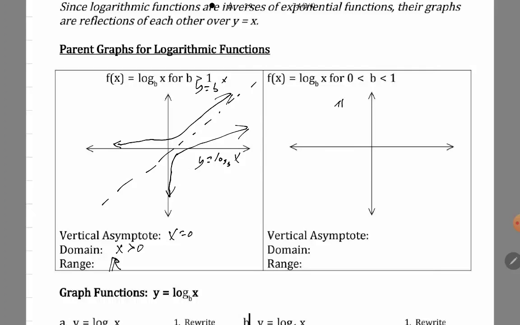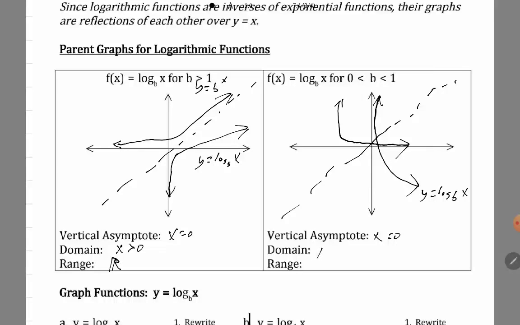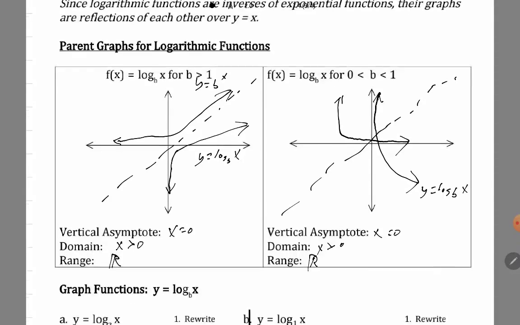So remember, our decay graph looked something like this. If we reflect it over this line, it's going to look something like this, actually. So this is our y equals log base b of x. Vertical asymptote x equals 0. Domain x is greater than 0. Range all real numbers.